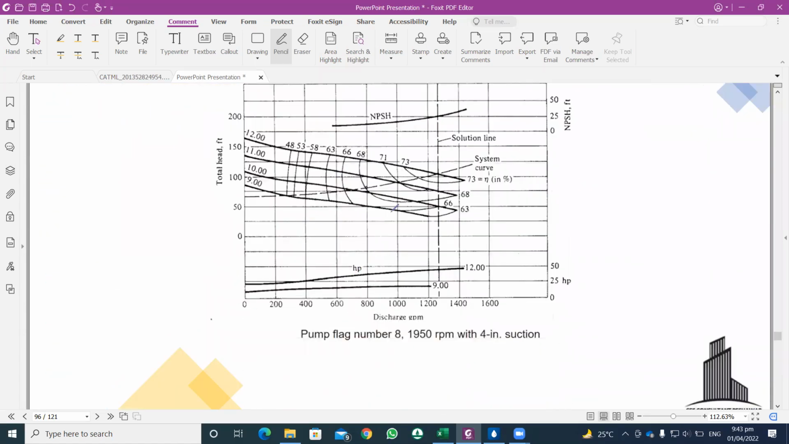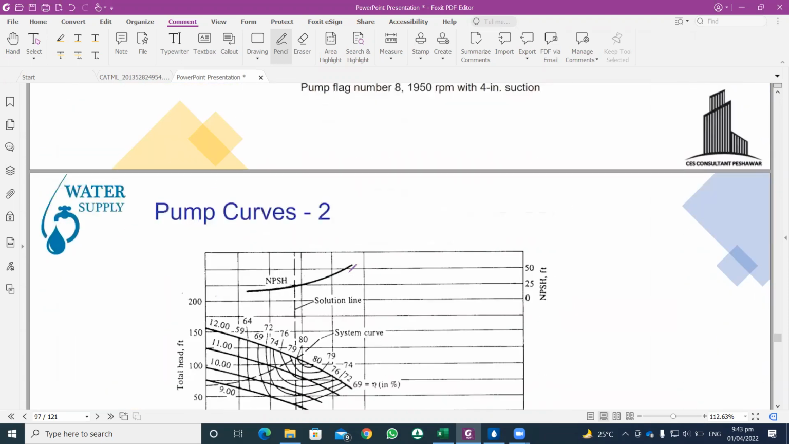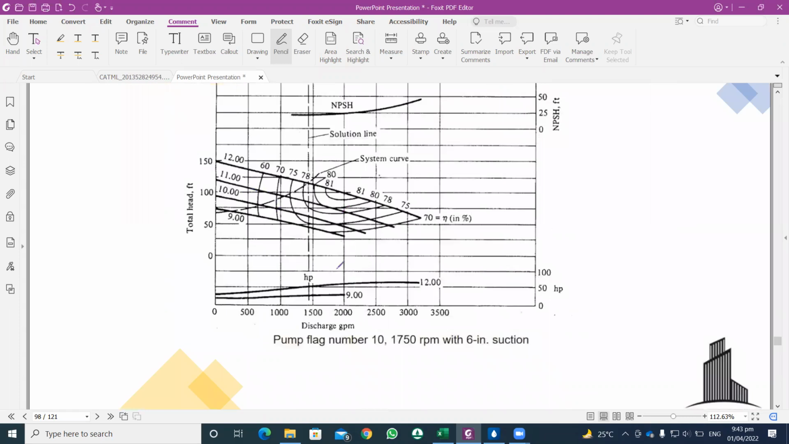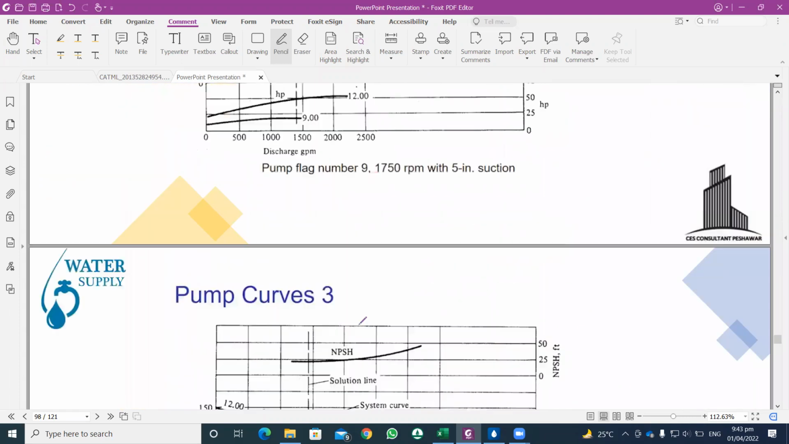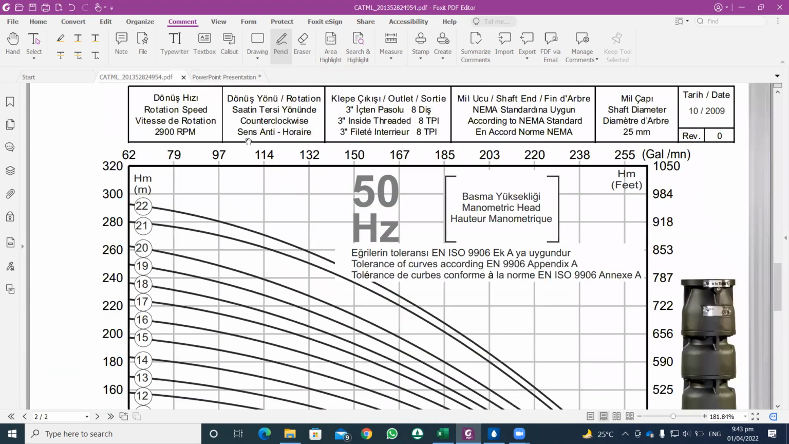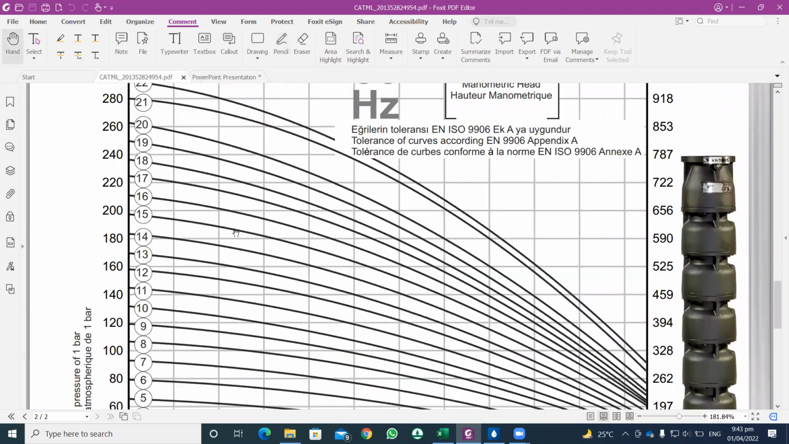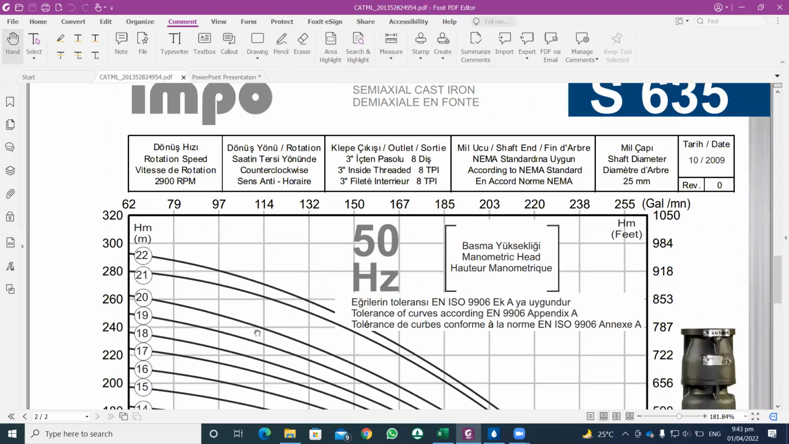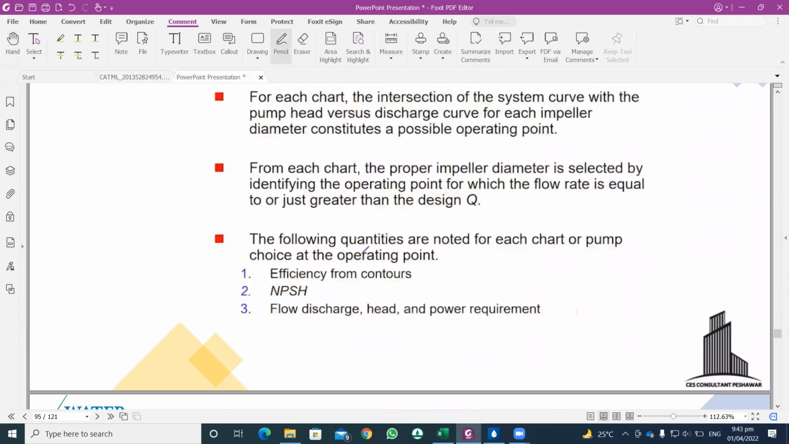These are the different curves related to a specific flag number, having a specific speed and size of impeller in a pump. These are the different curves based on which a pump is selected. These are just given for demonstration purposes. Basically, I will be using these curves in order to design a pump for a water supply network.